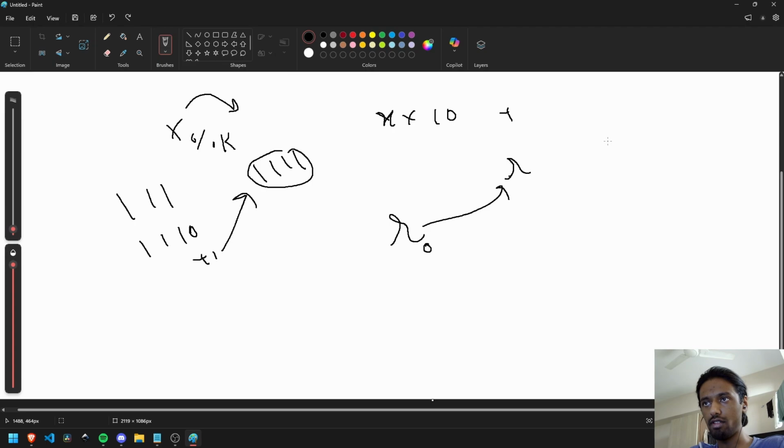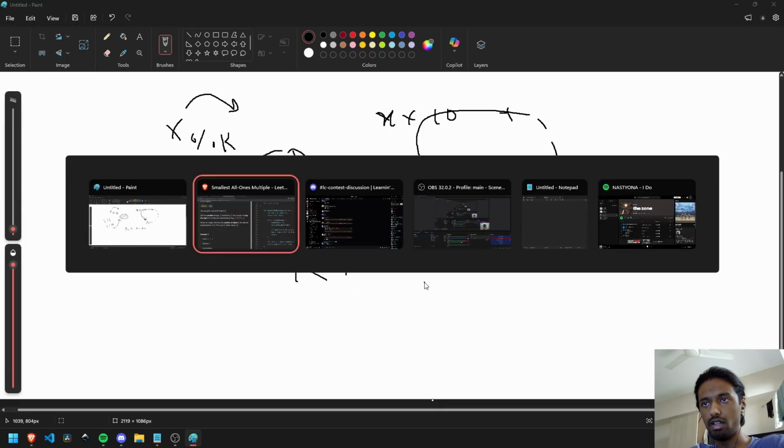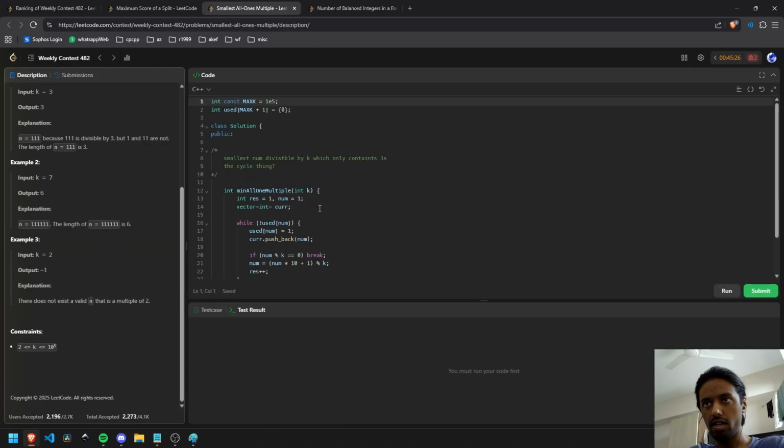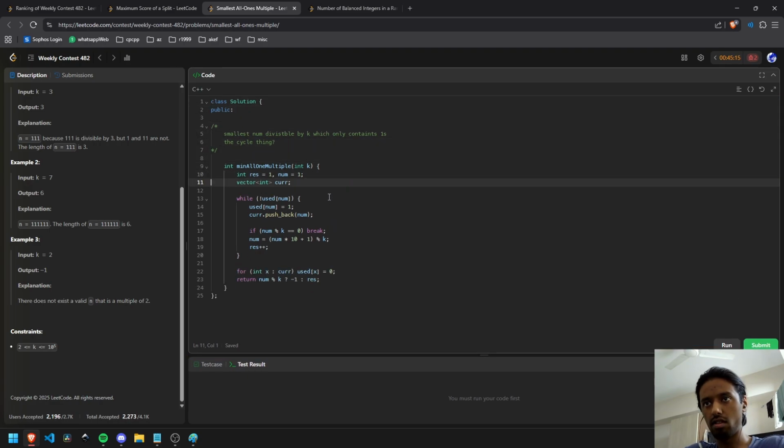So if we track all the residues we have reached, and we are at a residue which we have already seen, and we haven't found our answer already, that means if we continue doing our operations from this point, we will again reach the same point, and that means we are stuck in a cycle. For a given k, the residues can be from 0 to k minus 1 only, right? So what we can do is create an array. I use this global array, but you could have used a set as well here. I'm pretty sure a set would work.